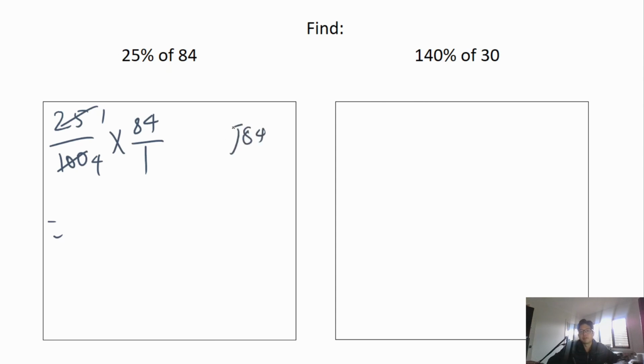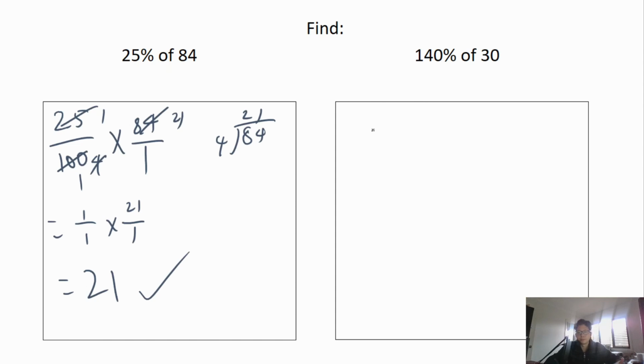So 84 divided by 4 is 21. So we have 21 up here and 1 down here. So we now have 1 over 1 times 21 over 1 equals 21. So 25% of 84 is 21. And give yourself a tick if you got that one correct.